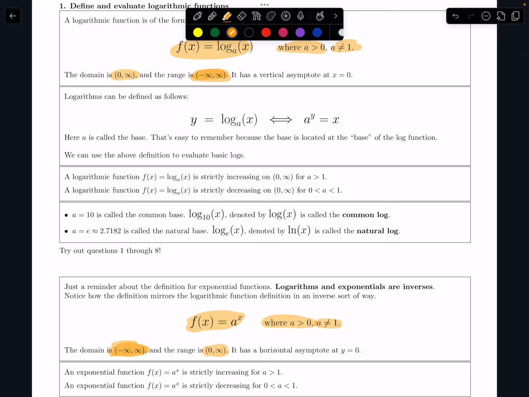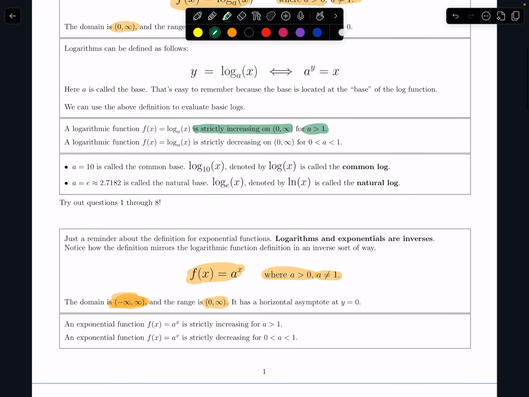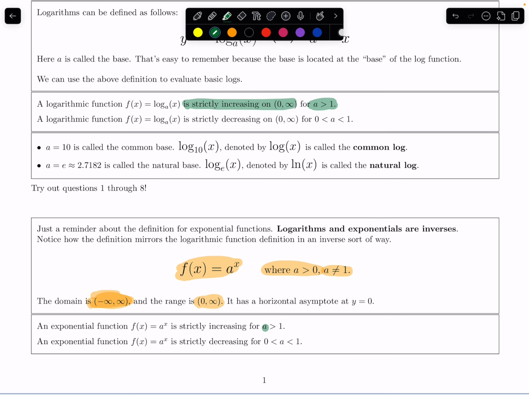The other thing I want you to note here is, check this out. When a is bigger than 1, that base, then the logarithmic function is strictly increasing on its domain, right? Well, same thing happened before, right? For exponential functions, when a, the base, was bigger than 1, then it's strictly increasing on its domain, which in that case was everything, negative infinity to positive infinity.